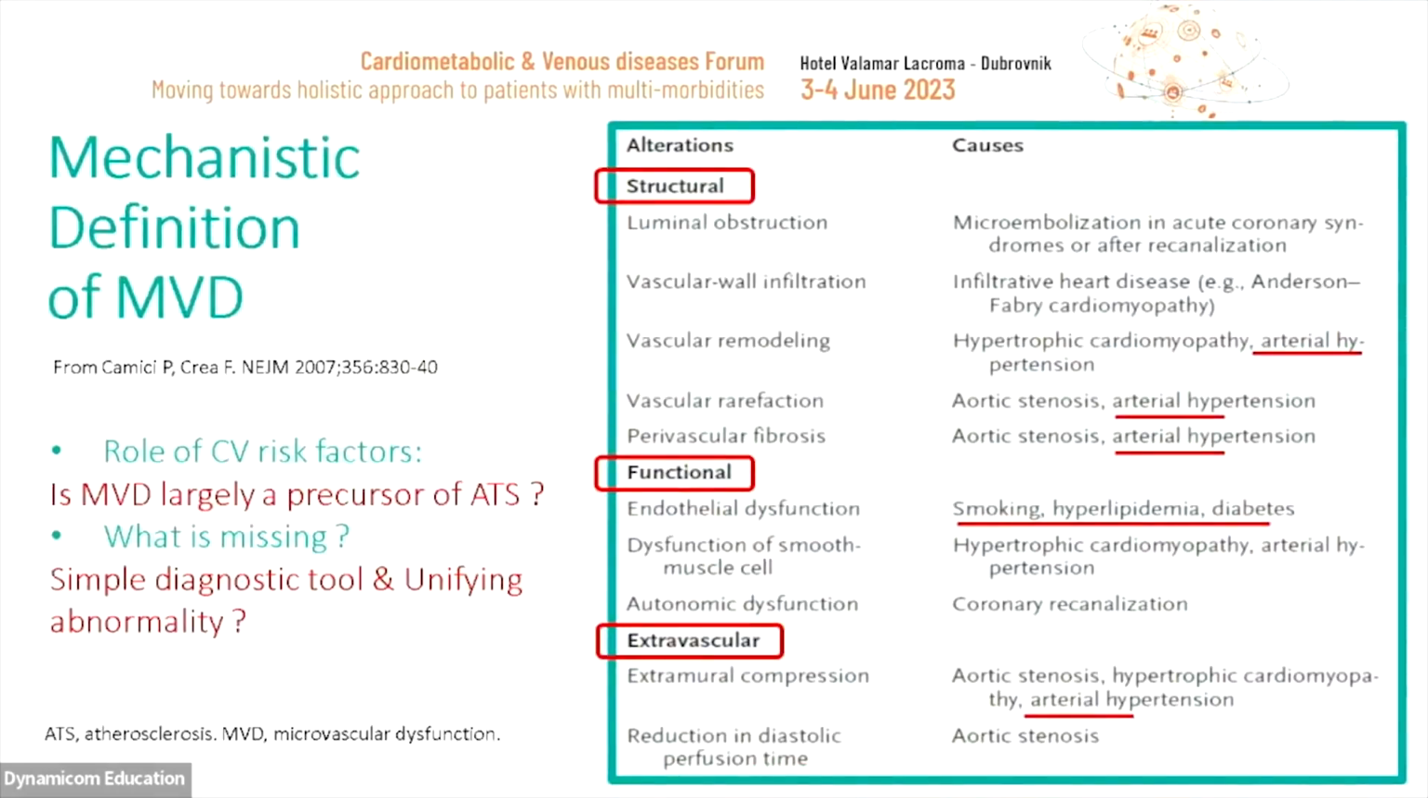Now, a mechanistic definition of microvascular disease is quite classical by now, and it still holds true, into structural, meaning diseases, hypertrophy, risk factors, in particular, aortic stenosis. Functional, referring more to the vasomotility component, or indeed extravascular because of compression, for instance. Please appreciate how the risk factors here seem to be playing an important role: hypertension, smoking, hyperlipidemia, diabetes. So the question that may come to mind is, is microvascular dysfunction just a reflection of the burden of the traditional atherosclerotic risk factors? Is it a precursor, as it were, of atherosclerosis? Also, what is missing from this sort of mechanistic definition? A simple diagnostic tool, in my mind, and a unifying, presumably hemodynamic abnormality.